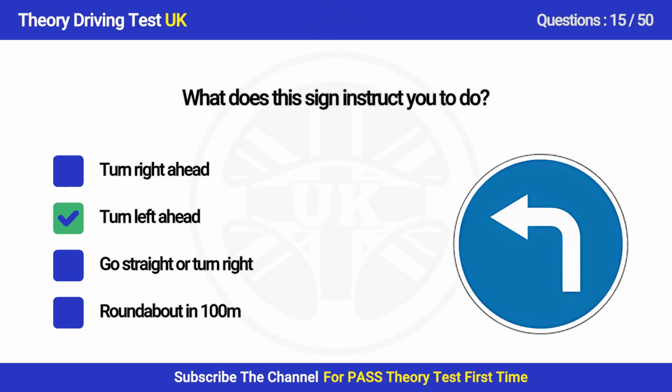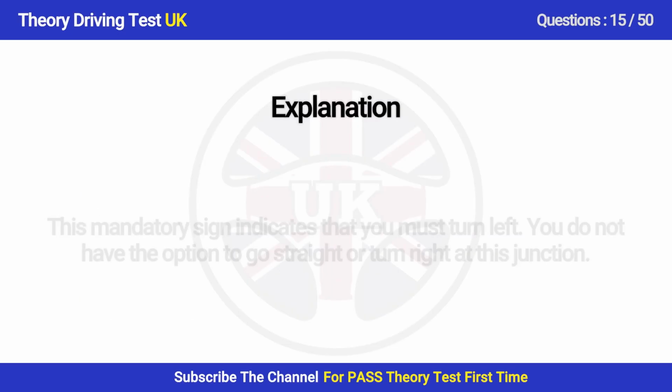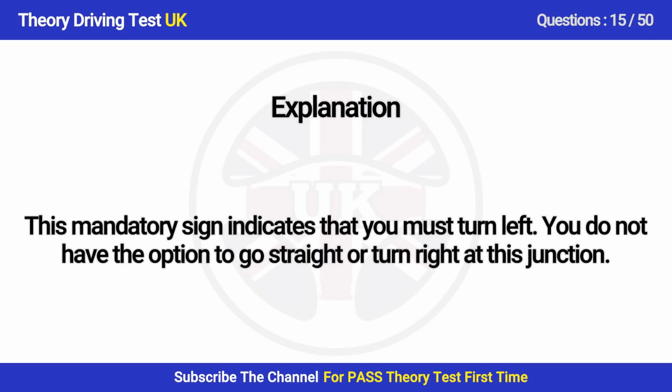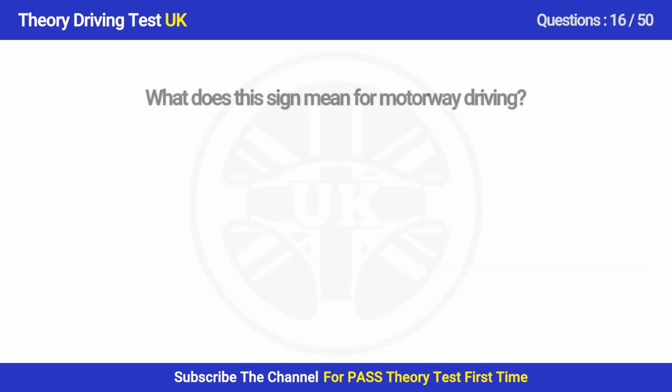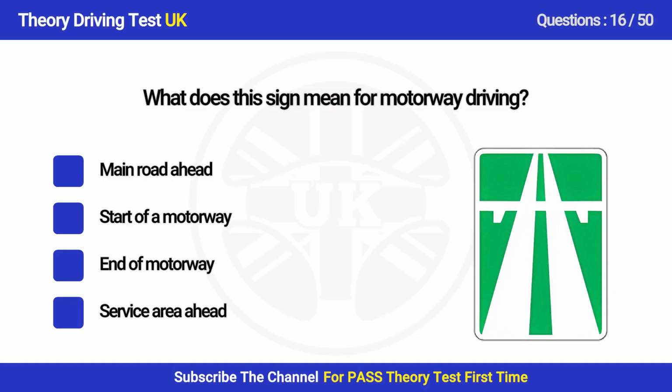Answer is B. Turn left ahead. This mandatory sign indicates that you must turn left. You do not have the option to go straight or turn right at this junction. Question 16. What does this sign mean for motorway driving?